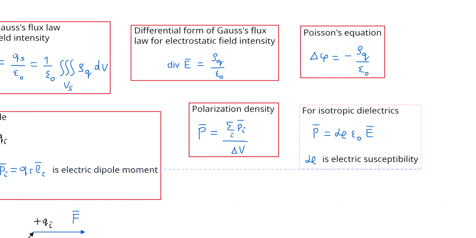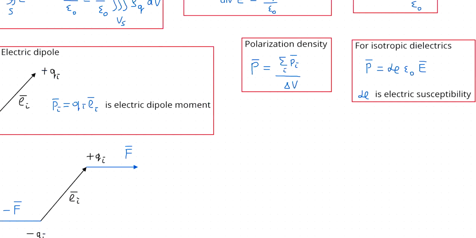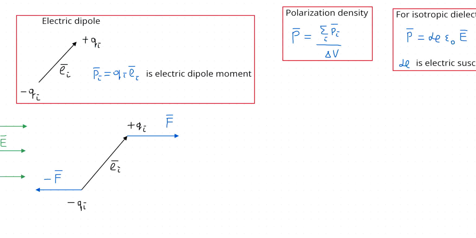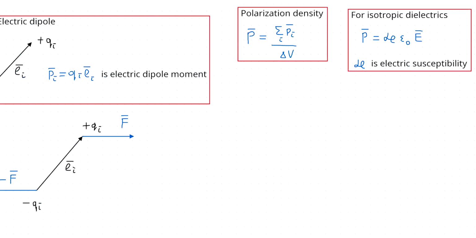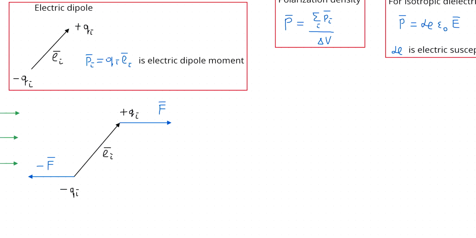This is for isotropic dielectrics. More difficult cases we will not learn, because we don't have enough time, and we don't need to know such difficult things. Okay, and let's try to consider redistribution of electric charges via polarization more particularly.